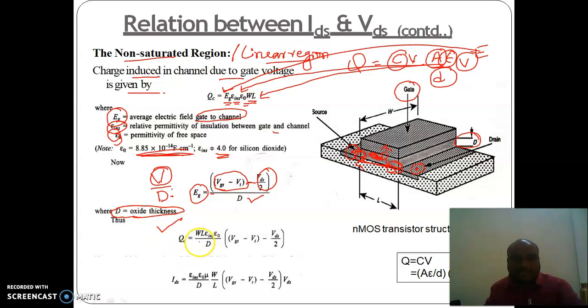Now the charge induced can be rewritten as WL, epsilon INS into epsilon naught, whereas Eg is replaced with VGS minus VT minus VDS by 2 divided by D. Whereas IDS, as we know, is QC by tau SD. Replacing QC in this equation, we get IDS as epsilon INS epsilon naught mu by D into W by L into VGS minus VT minus VDS by 2 into VDS.